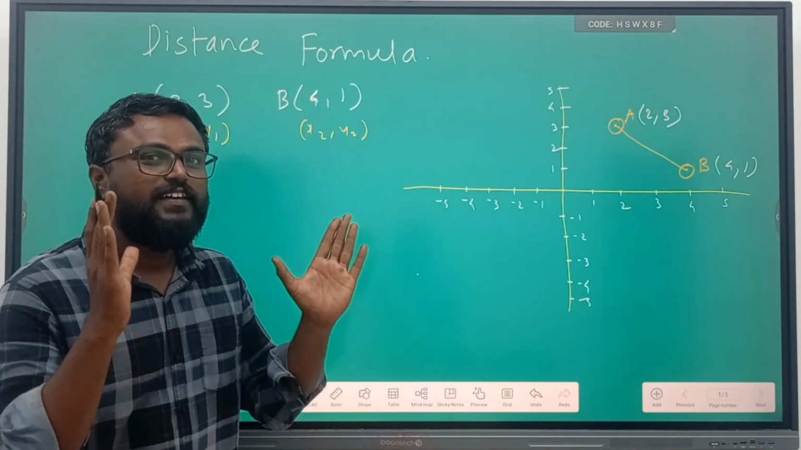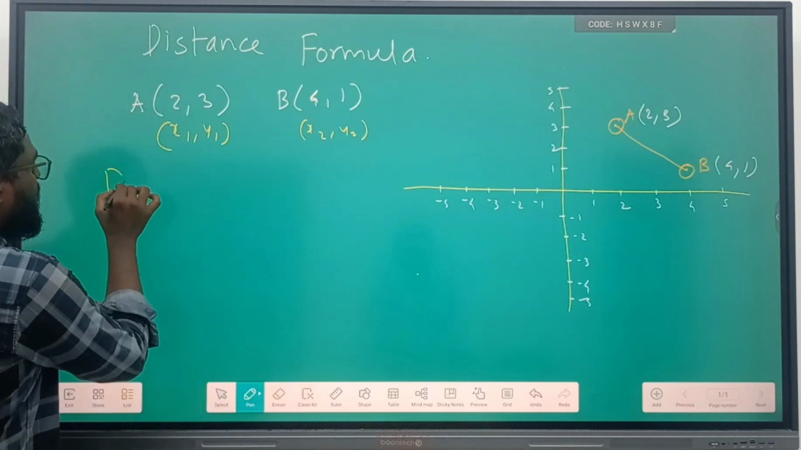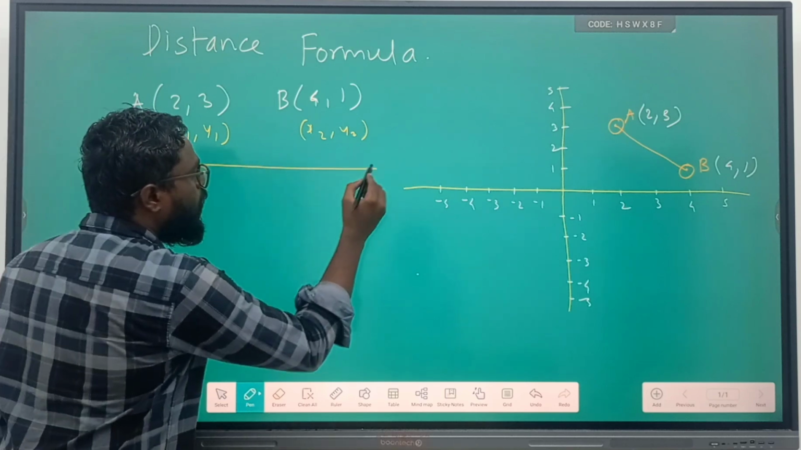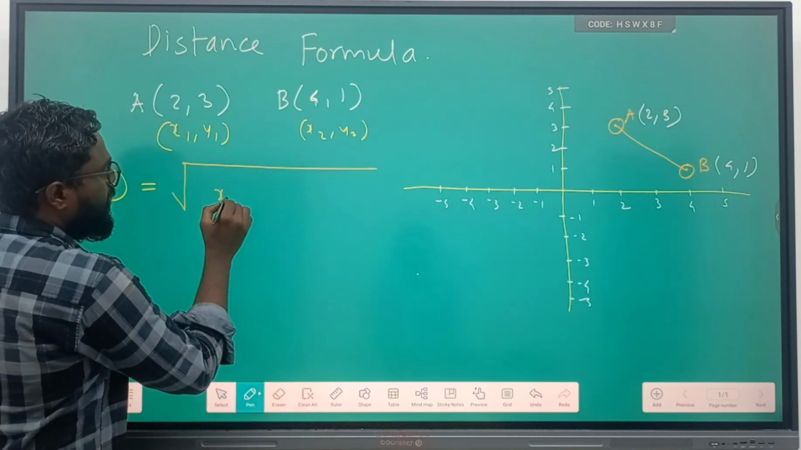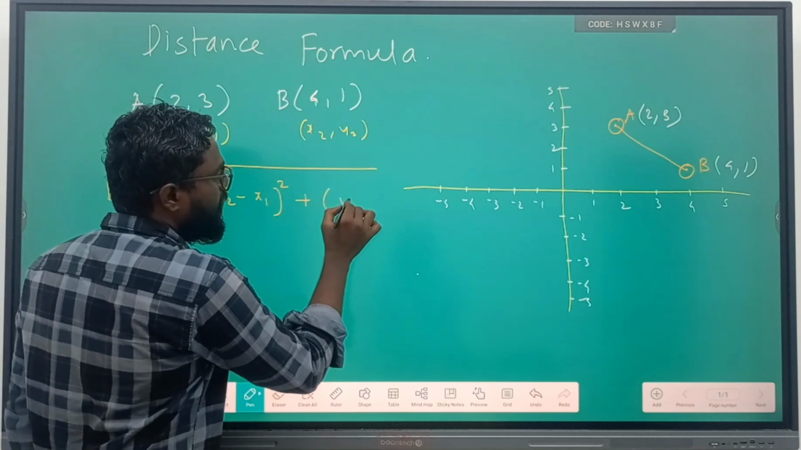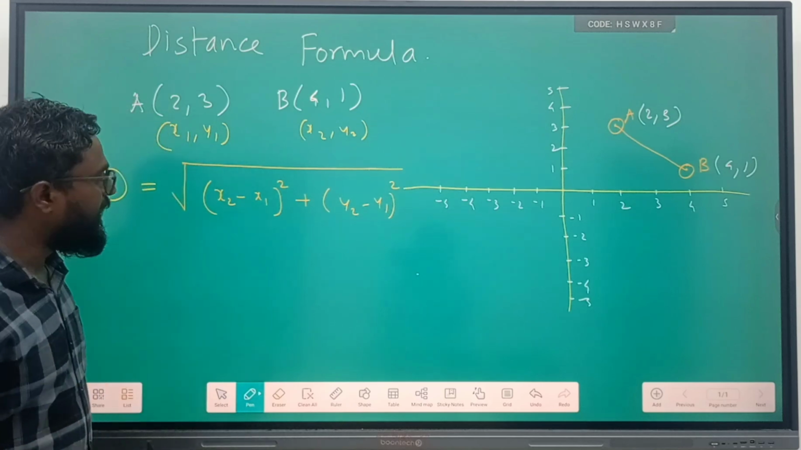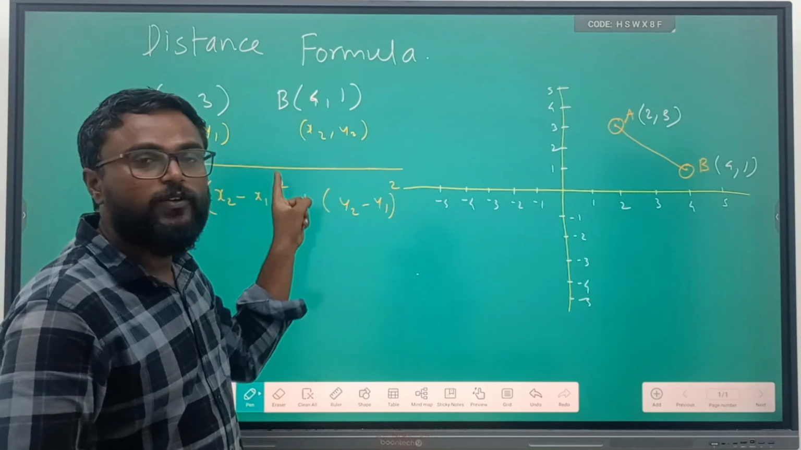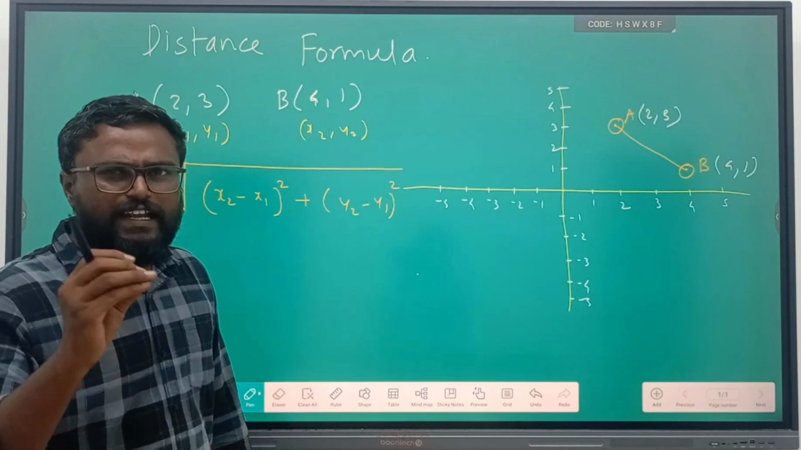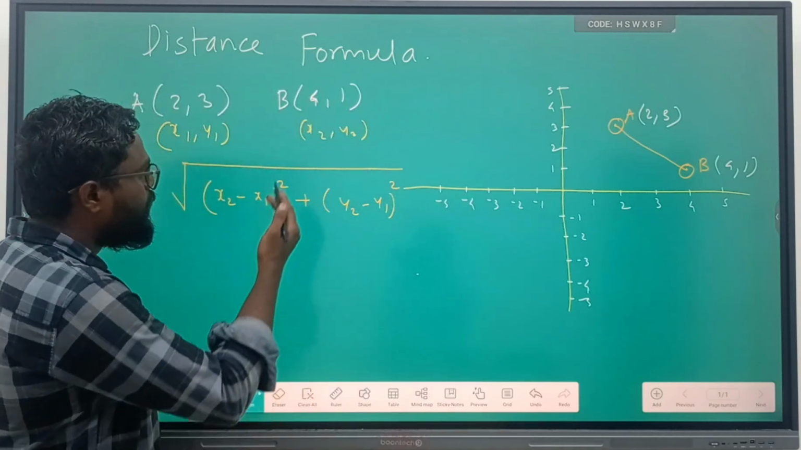Now, if you want to find the distance between these two points, A and B, there is a very easy formula. The distance D is the root of x2 minus x1 whole square plus y2 minus y1 whole square. I'll repeat again: x2 minus x1 whole square plus y2 minus y1 whole square. Easy peasy lemon squeezy, let's substitute all the values that we know.